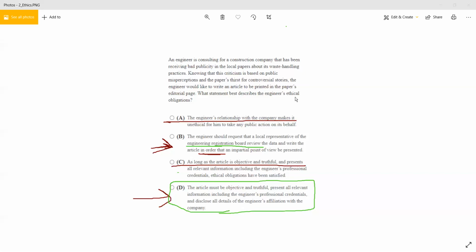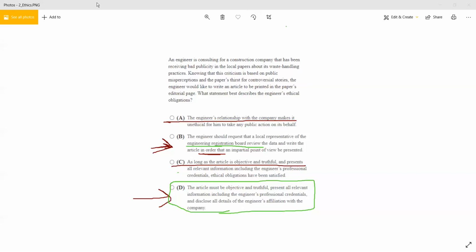Because all you guys are saying is that's public. Right. But bad publicity because the local papers have misconstrued something. I think if you go to the engineering registration board, it literally is on the same level as the publicity papers, right? It's someone that's not the company that's making a claim on what the company does. I don't know. That's the way I think about it. But looking back at it, I can see now why D would be the best answer.